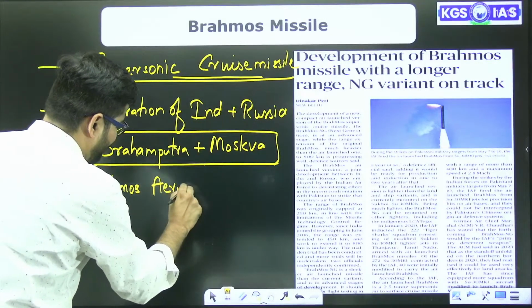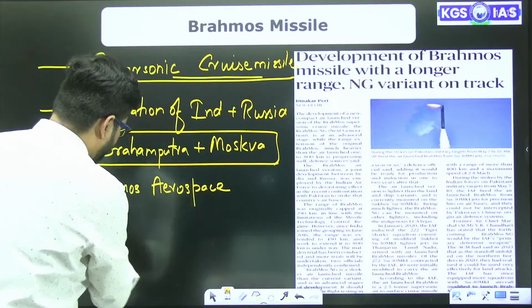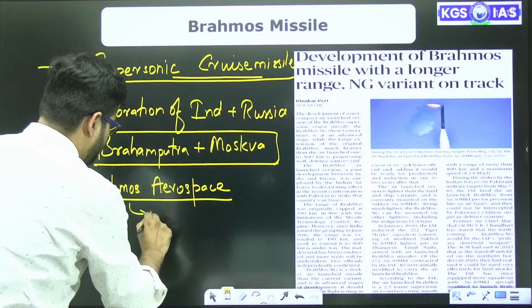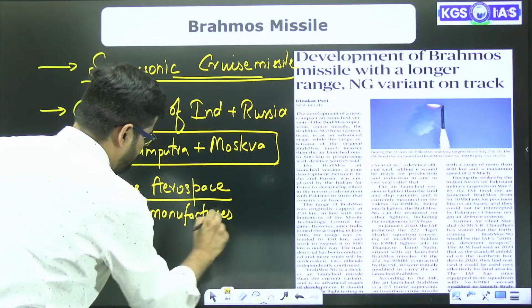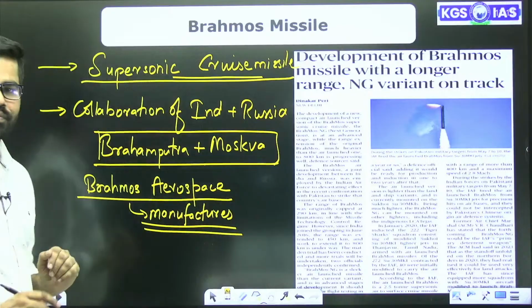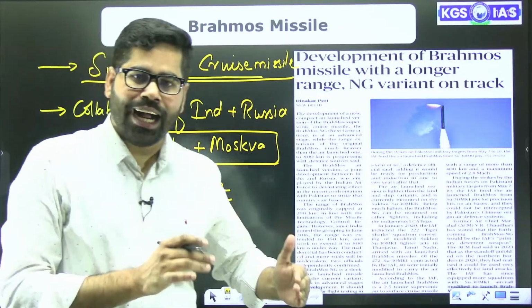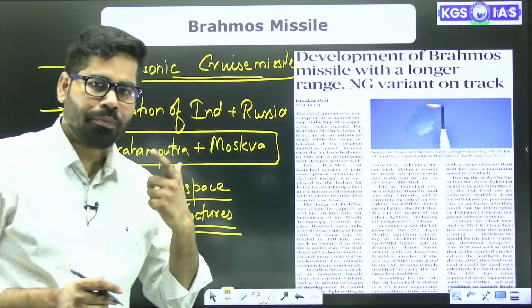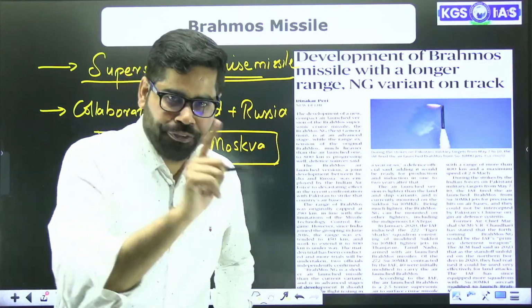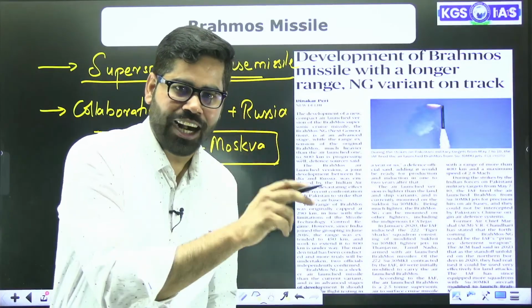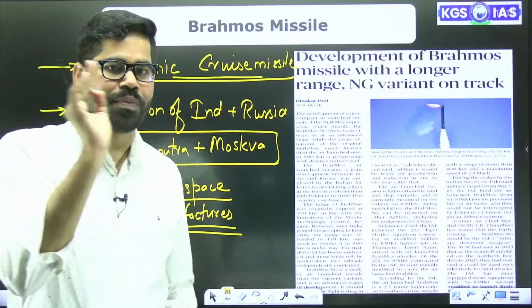Brahmos Aerospace. This is the one which manufactures the Brahmos missile. So what we see is that this one is responsible for making the Brahmos missile. Now if we talk about this missile, we see that it is a supersonic cruise missile.